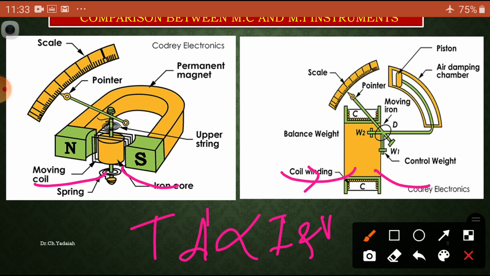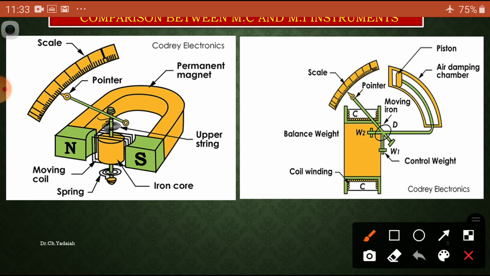The deflecting torque is required to move the pointer from this position to the final position. Similarly here. In moving coil instruments, the coil moves in the magnetic field developed by the E-shaped magnet. The TD produced is directly proportional to the input value, that is the current or voltage.